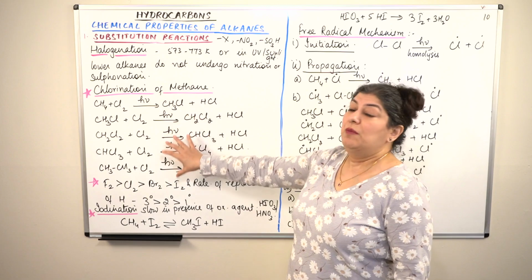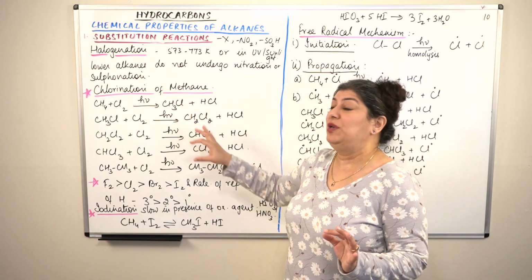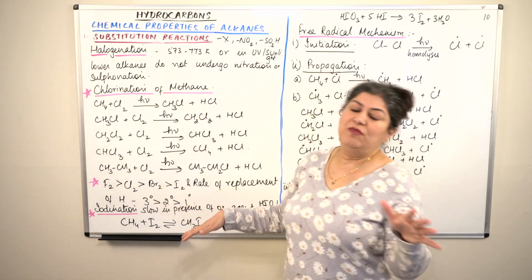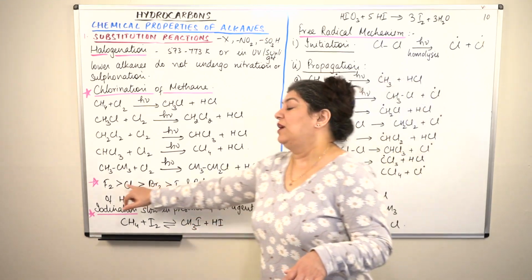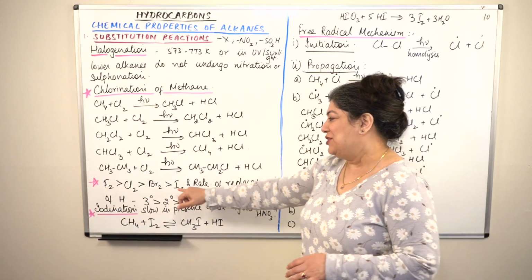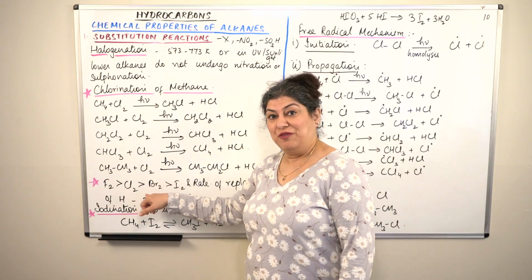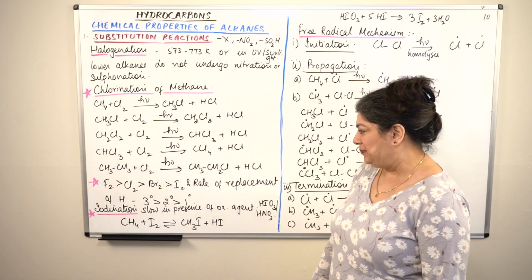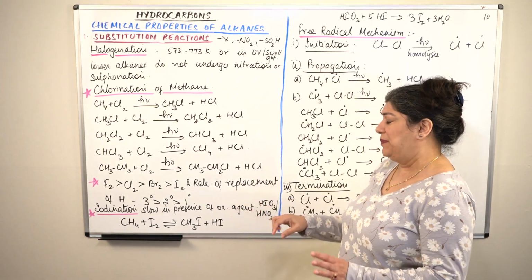And that is why most of the properties that we would be studying would be of chlorine and bromine, because iodine would be too lazy, too fat, and fluorine is hyperactive. We don't want both extremes. So most of the reactions that we would be studying would be chlorination and bromination. So that is the rate of replacement.